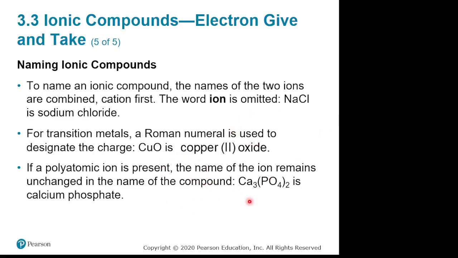Now, what if a polyatomic ion is present? Well, the name of the ion remains unchanged. And so this would be, for example, calcium phosphate. Because polyatomic ions are ions, you don't have to change the name. Okay? By definition, polyatomic ions are always ions. So calcium and then phosphate.